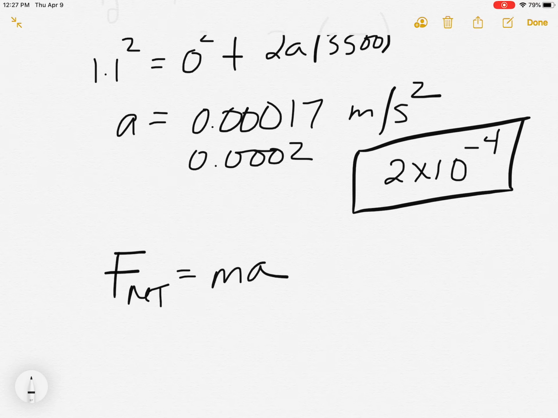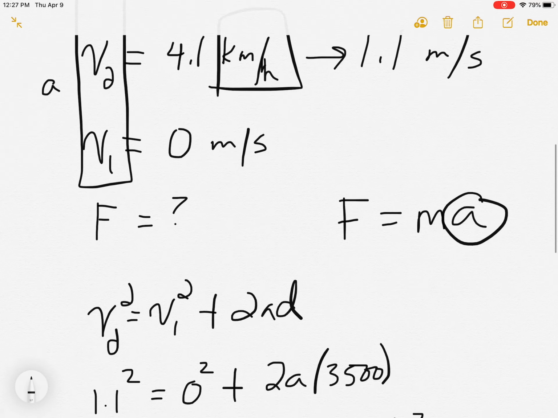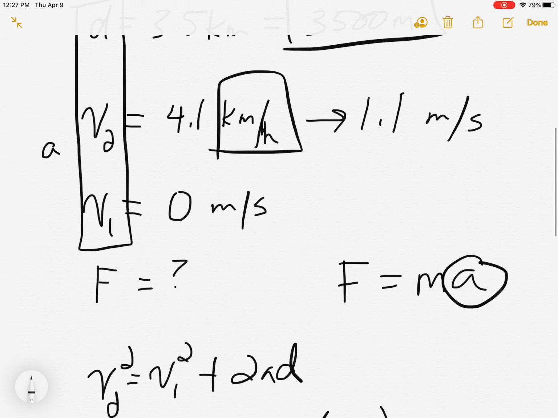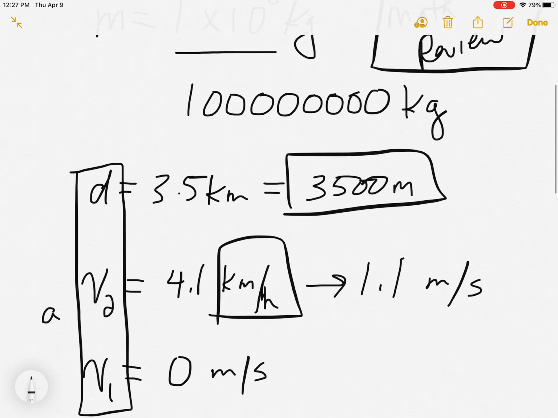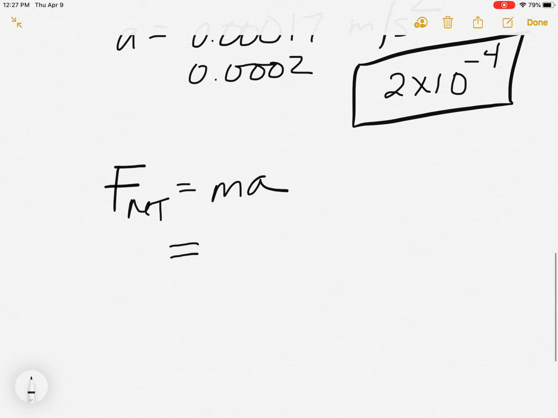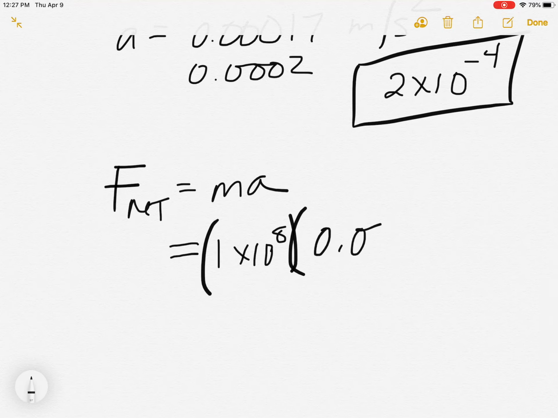Now we can do F net equals ma. And so F net equals the mass, which was way up here. 1 times 10 to the 8 kilograms. And the acceleration, 0.0002. And you put that into your calculator.